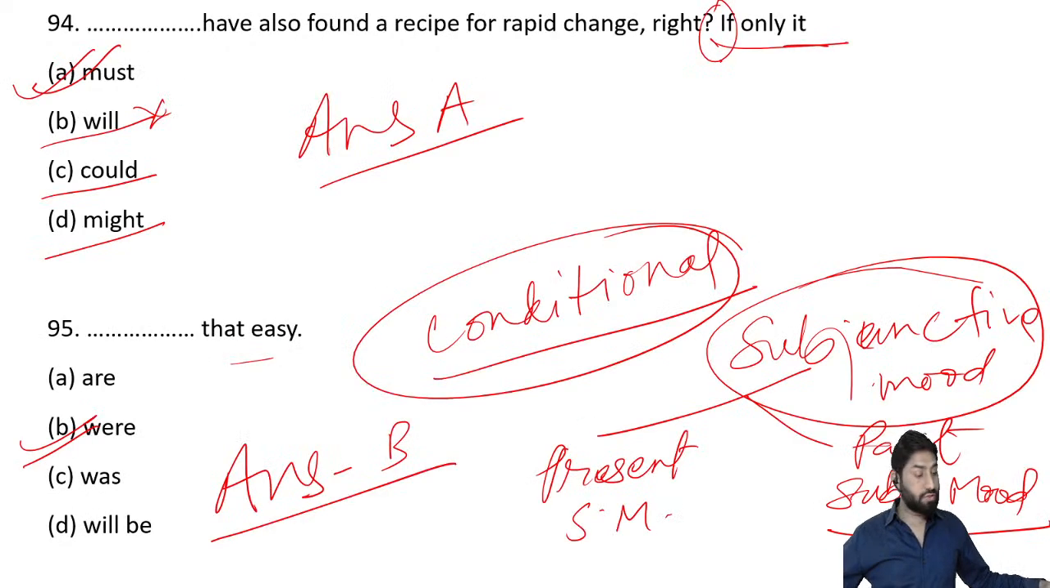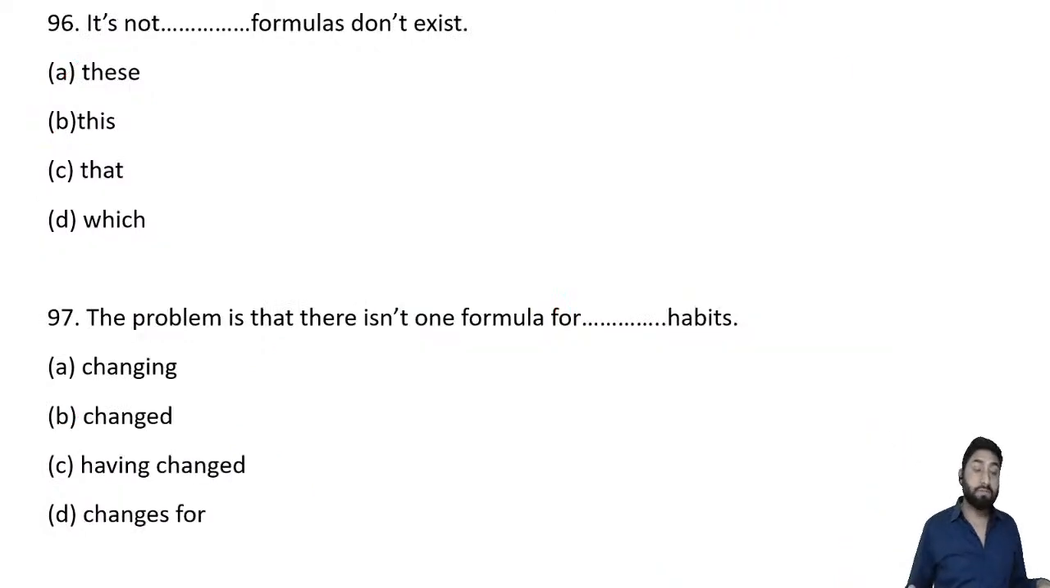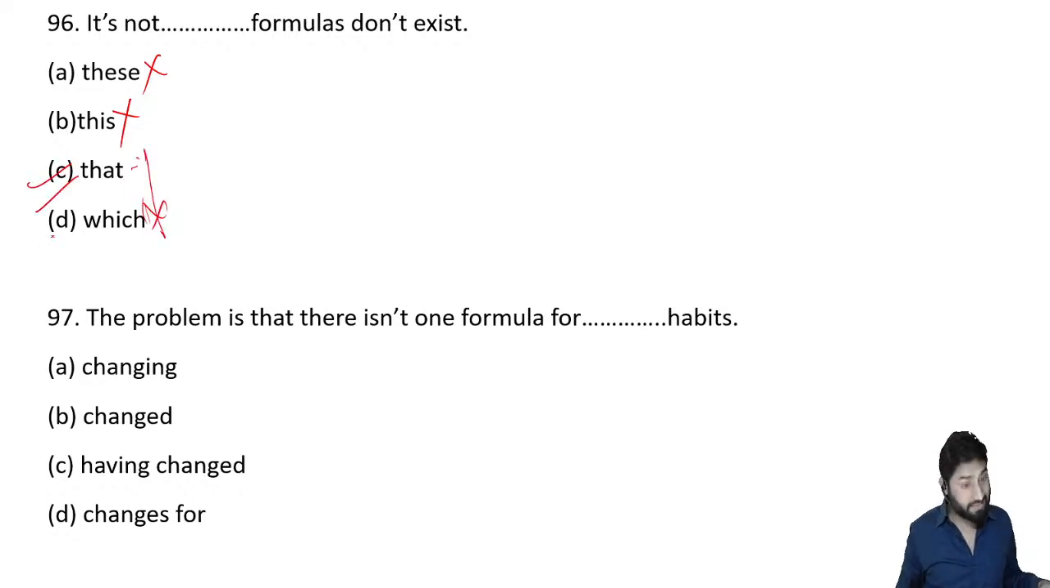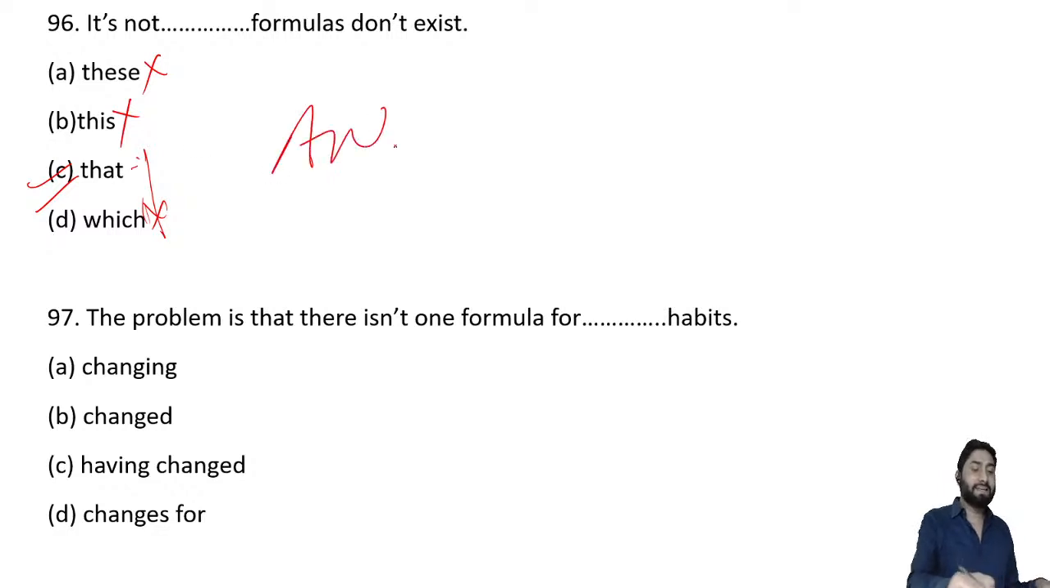So let's go on linking from the back. If only it were that easy, it's not blank formulas don't exist. It's not that, it's not these formulas don't exist. This, that, which. So here we need one of these, that is better here. It's not that formulas don't exist. The problem is that there isn't one formula. Formulas do exist, but there's not one single formula. That's what they're saying. So that. So the answer is C here.